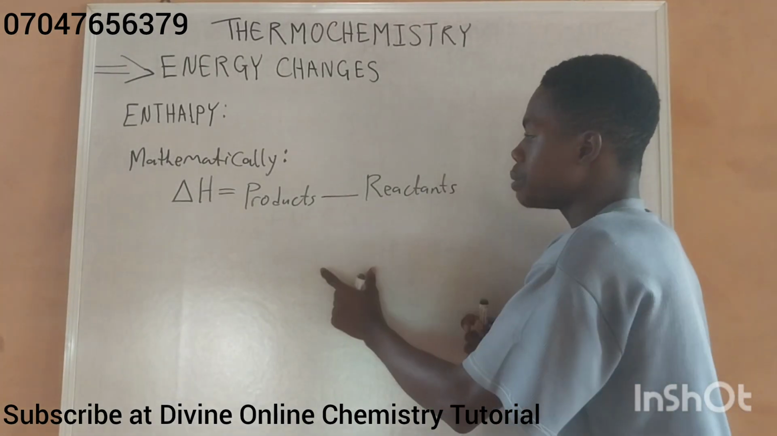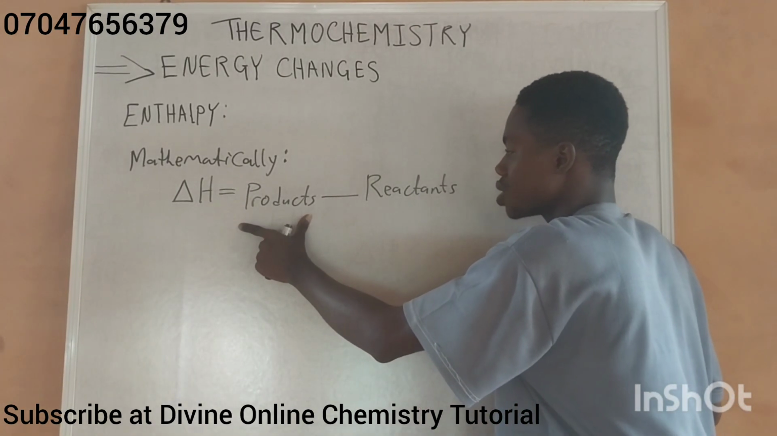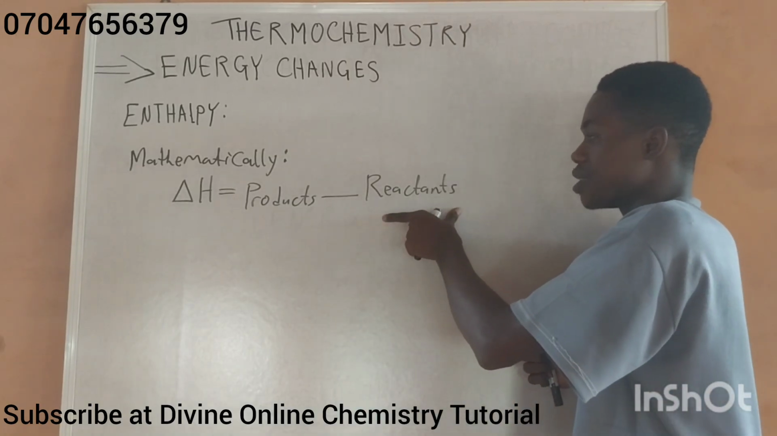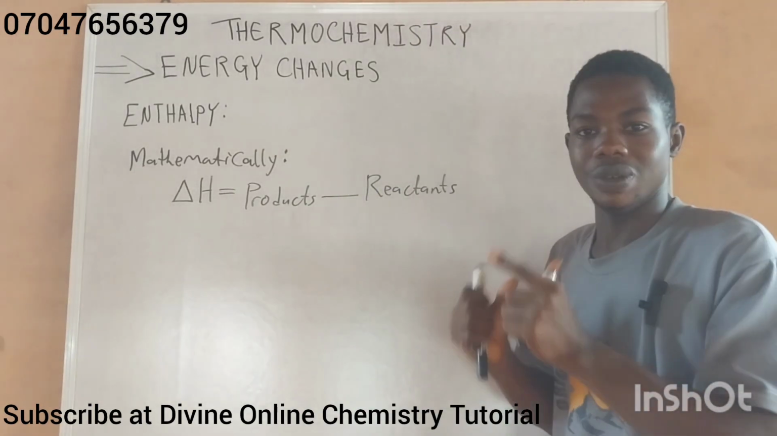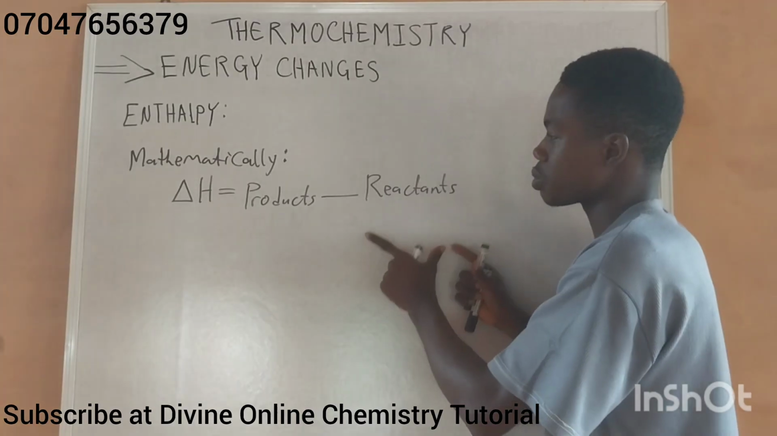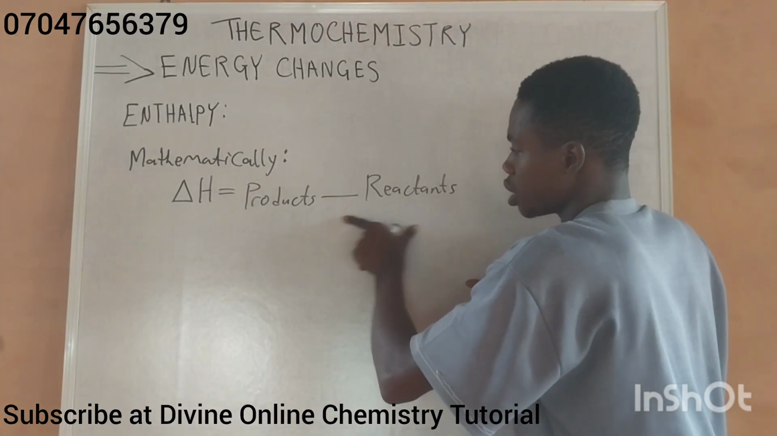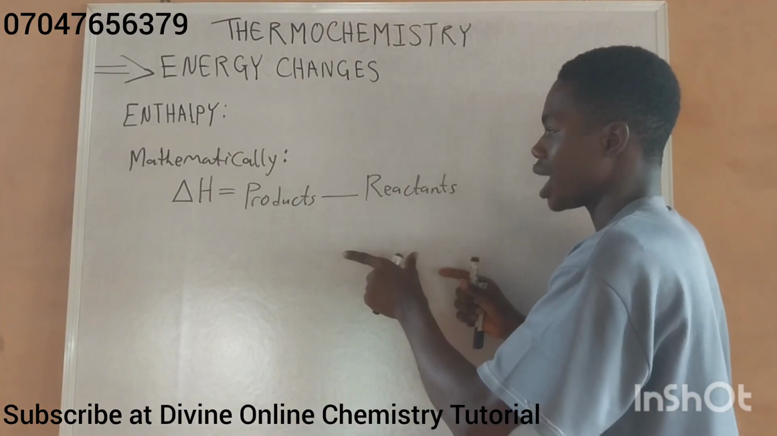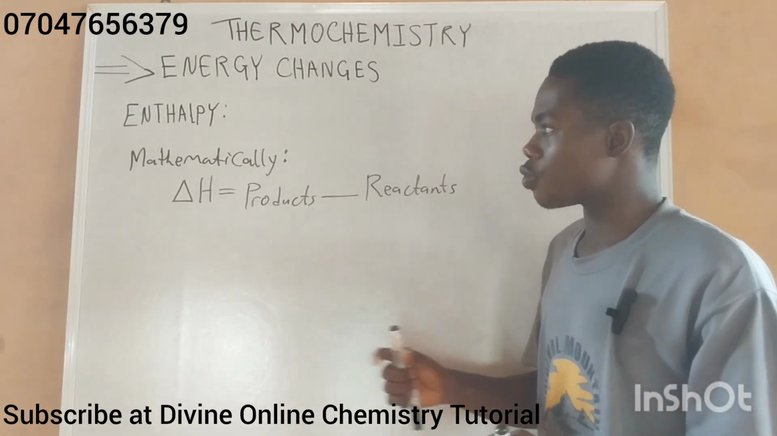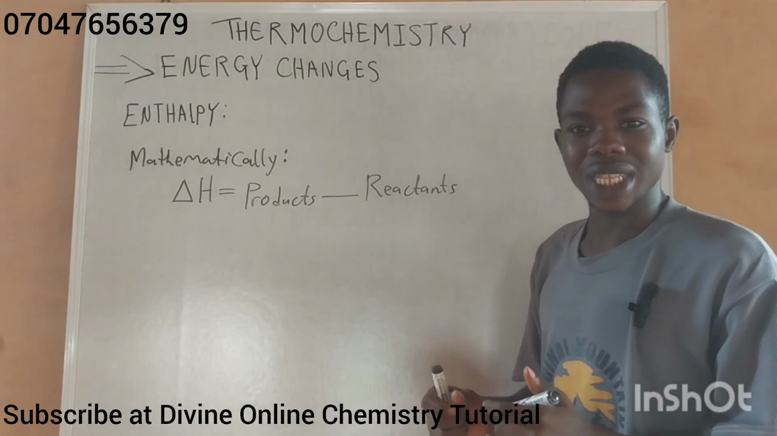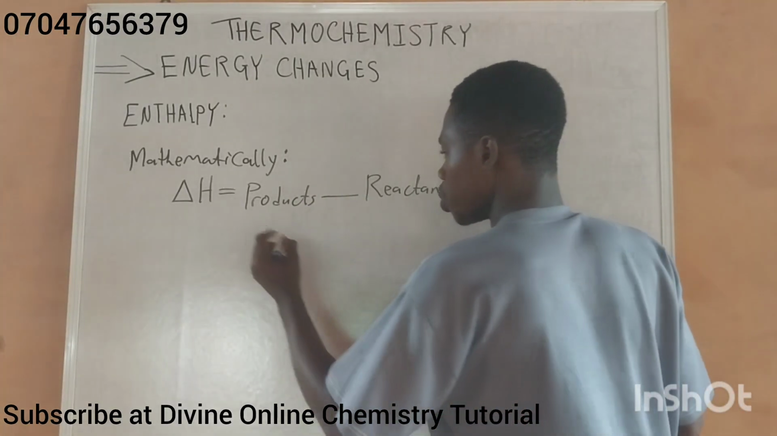So it's simply the difference between the heat content of the product and the heat content of the reactant in a chemical reaction. So please take note of this equation or of this formula. Now from here, let's talk about the unit of enthalpy. Now please take note that the unit of enthalpy is the joule.